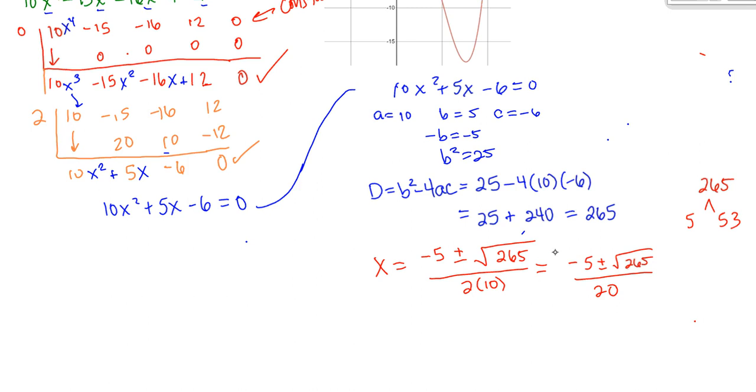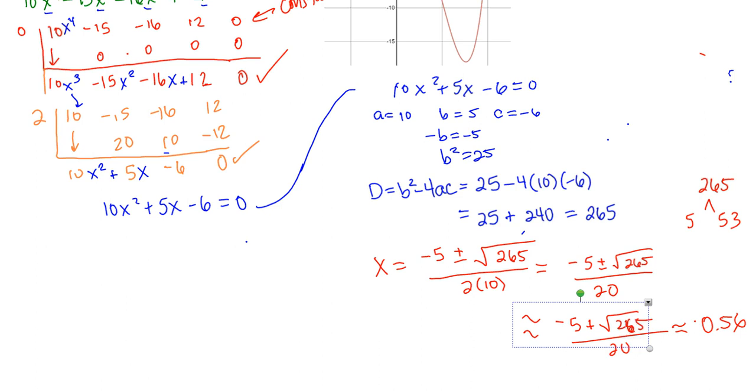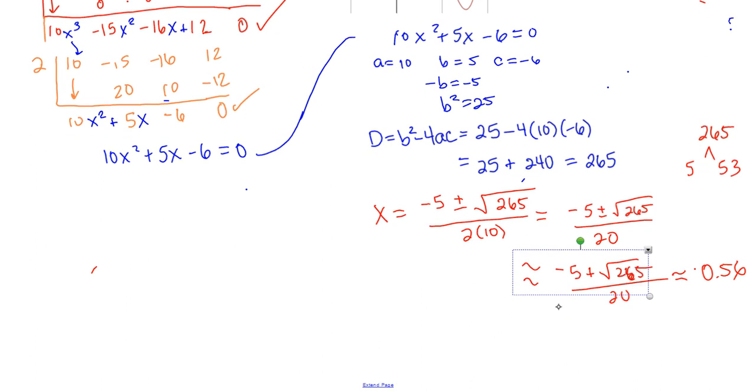So if you plug those into a calculator, you would get that that is, let's see, negative 5 plus square root of 265 over 20, which is about 0.56. I did that in my head. Do you believe me? Then negative 5 minus square root of 265 over 20 is about negative 1.06.